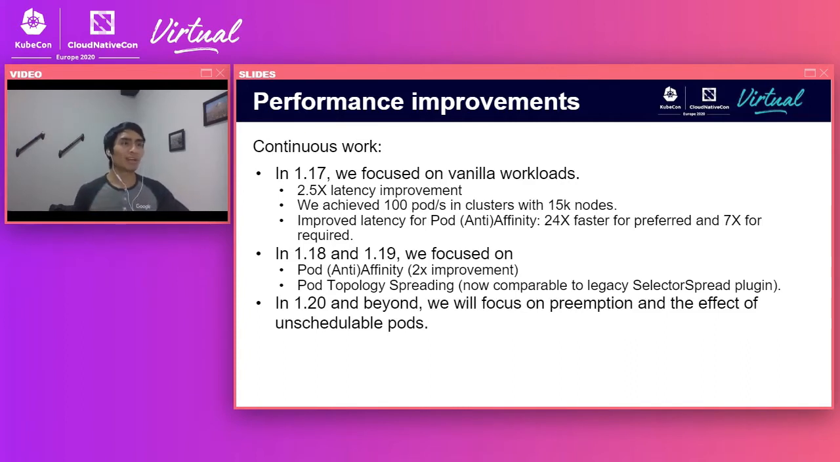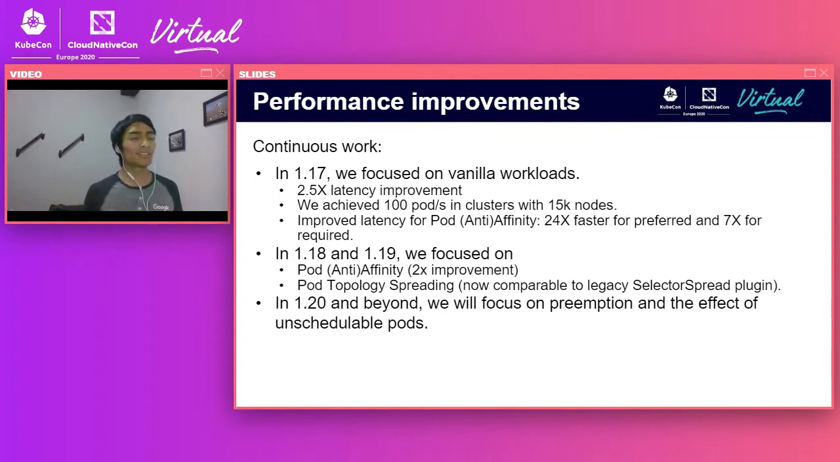And as we were preparing to graduate pod topology spreading to GA, we also worked on its latency, and we also obtained a 2x improvement. Now this feature, if you're familiar with the legacy selector spread priority, this new plugin is equivalent in speed. But as I said earlier, it has much stronger spreading guarantees.